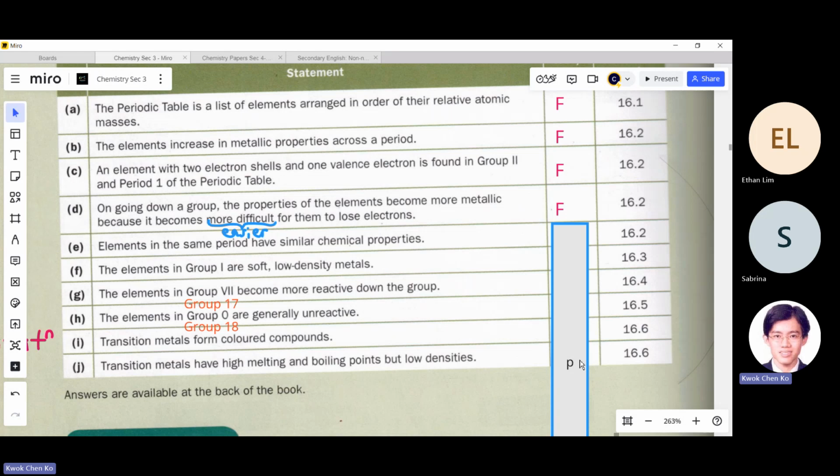Remember, being metallic means easy to lose electrons. They love to lose electrons. That's why they are metals. Okay, come Sabrina, E. False. Okay, why?